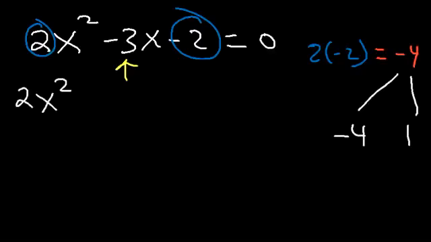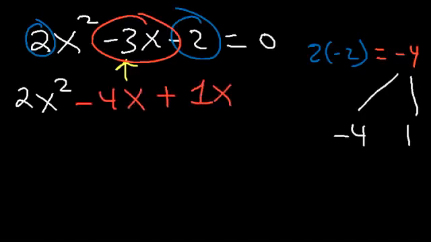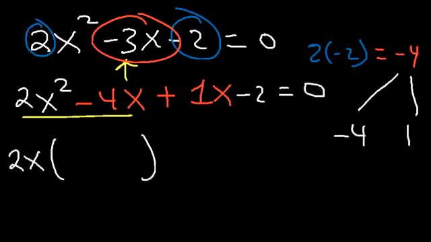So what we're going to do is replace the middle term, negative 3x, with negative 4x plus 1x. And then after that, we're going to factor by grouping. In the first two terms, let's take out the GCF, the greatest common factor. In this case, it's going to be 2x. To find out what goes inside, divide 2x squared by 2x. 2x squared divided by 2x is x, and negative 4x divided by 2x is negative 2. Now, there's no GCF between 1x and negative 2, so in such a situation, factor out a 1. So we're just going to get x minus 2.